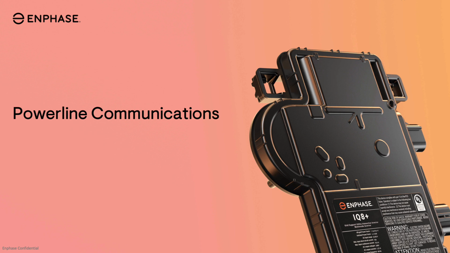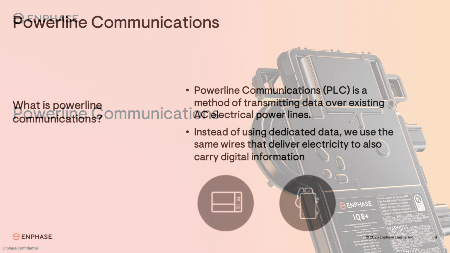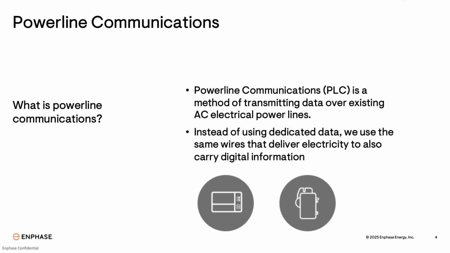Starting off with the Powerline Communications Protocol. What is PLC and how does it work? PLC is just a method of transmitting data over AC electrical lines that are in the house. Instead of using dedicated data cables like Ethernet or fiber optics, we use the same wires that deliver electricity to also carry data. In an Enphase system, we're using this for sending data back and forth between the gateway and the microinverters every 15 minutes.